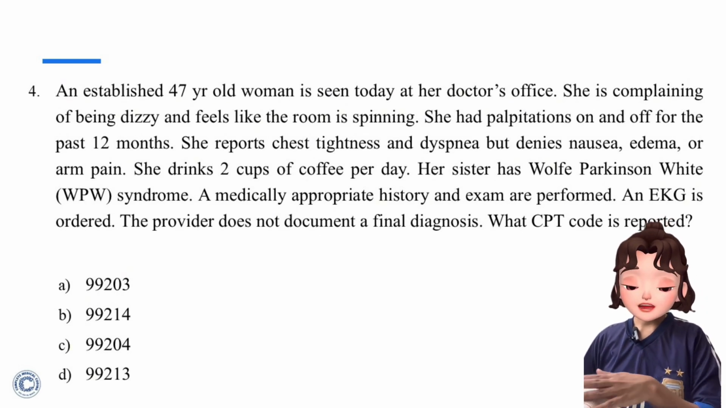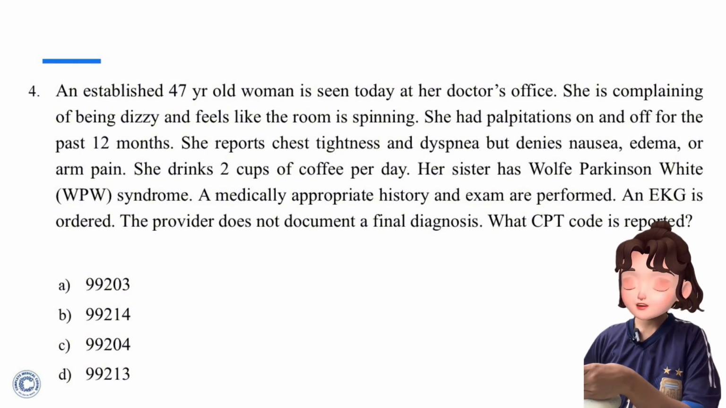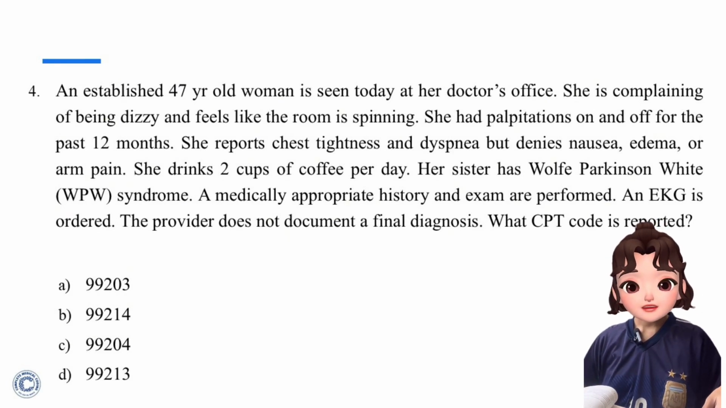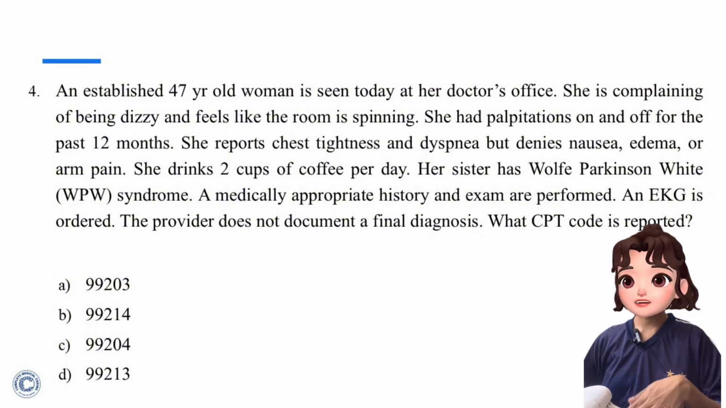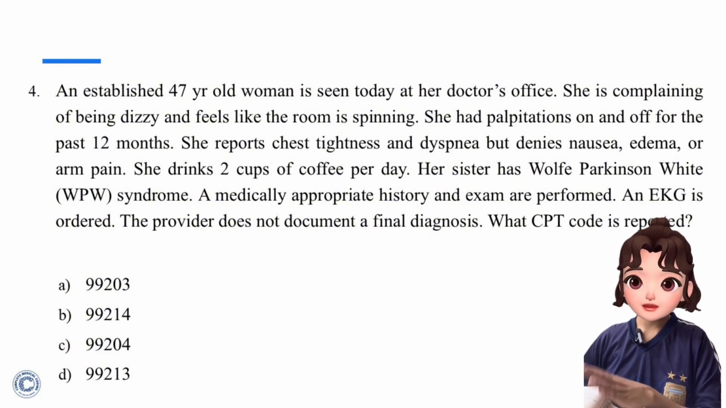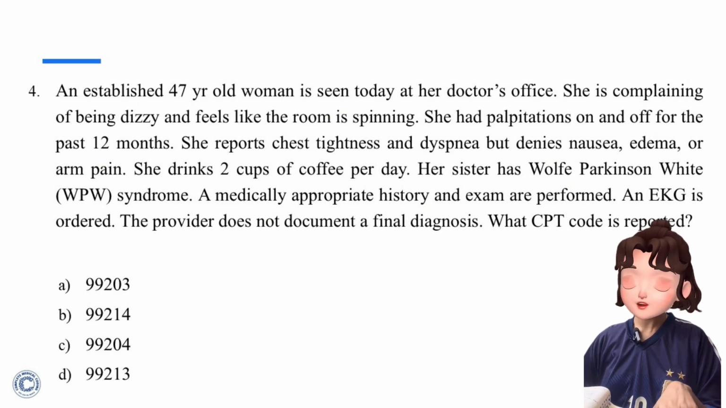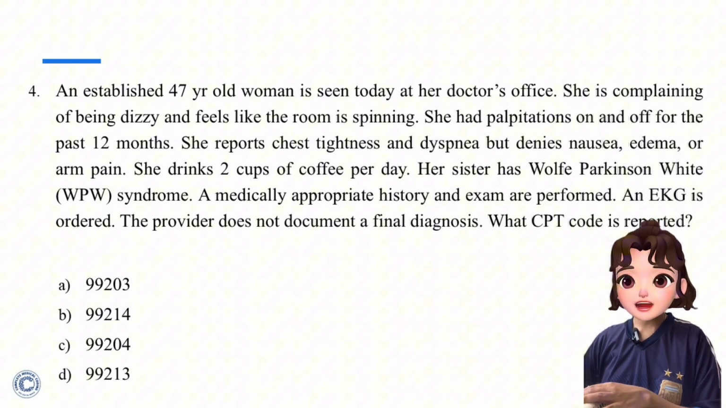99203. Let's find the description for all the codes. 99203 is a new patient code. Office visit code, but it's the code for a new patient. In our question, it's clearly mentioned that this is an established patient. So 99203 is wrong. If you go to option C, 99204, it is again a new patient code, which is also wrong. We need the established patient code. So go to options B and D, 99214 and 99213, which will be right.